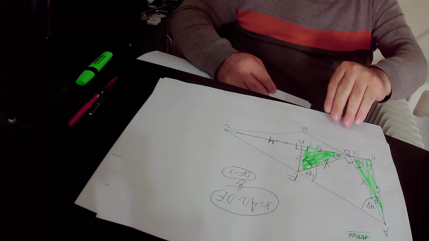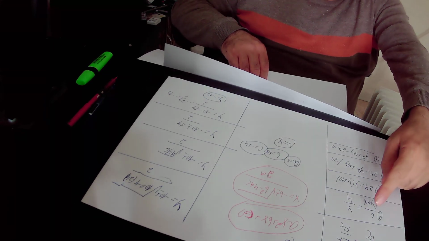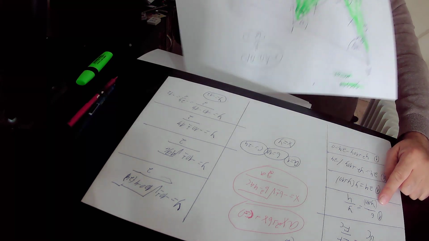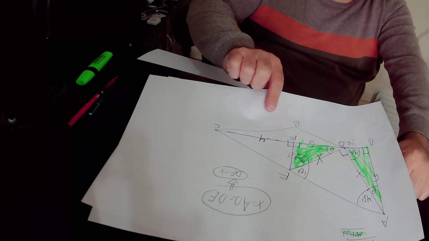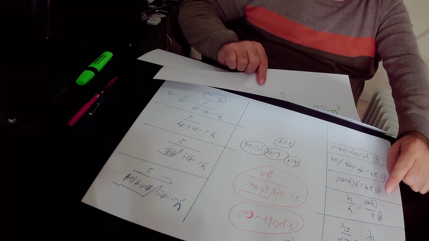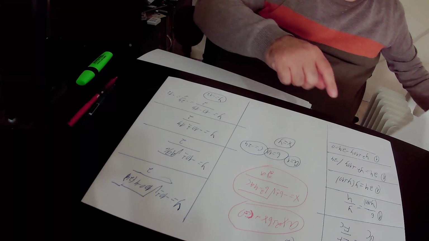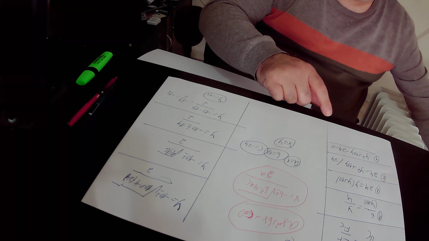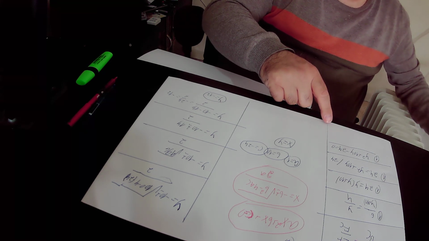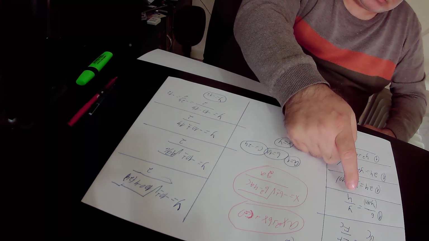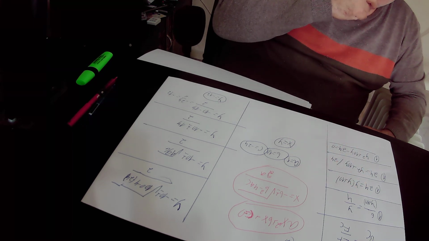And from the fact that those two right triangles are similar, we conclude that AB over BC equals EF over FC. AB is 6, BC is y plus 10, EF is y, and FC is 4. And we got the equation 6 over y plus 10 equals y over 4.